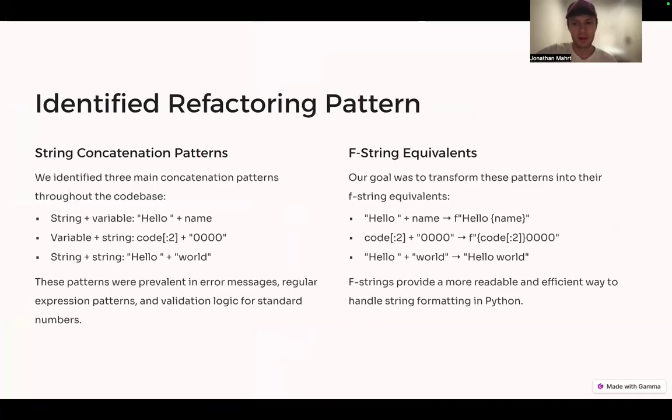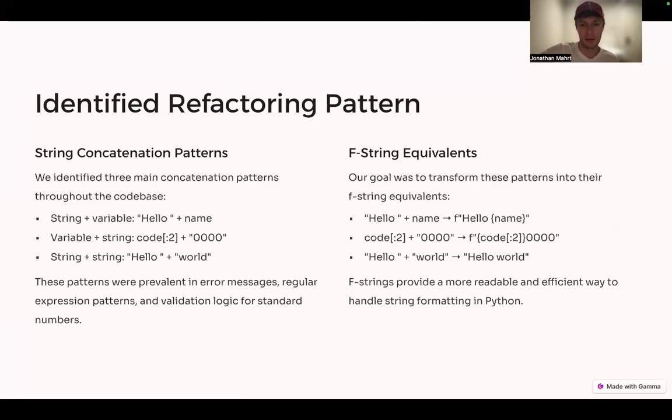I identified string concatenation as a pattern that could be modernized to use f-strings instead, which was introduced in Python 3.6. The pattern was prevalent throughout the code base, particularly in string formatting for error messages and for building regular expression patterns. The most common ones were string plus variable, variable plus string, and string plus string.